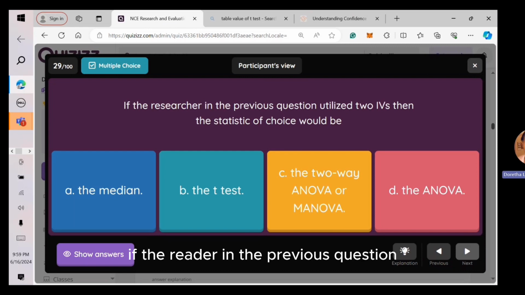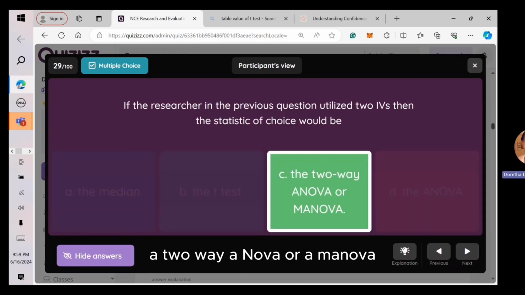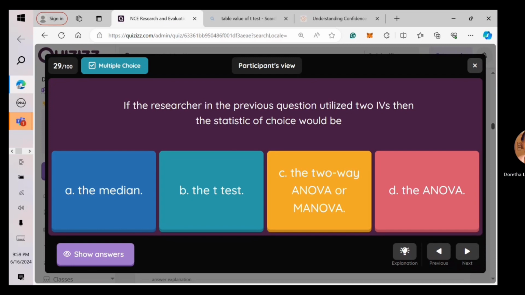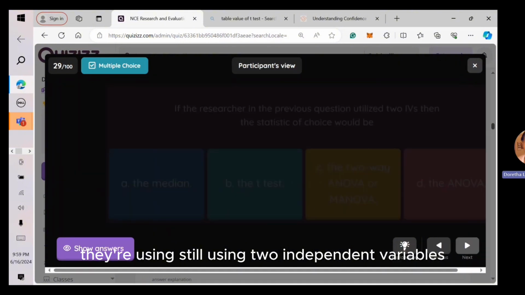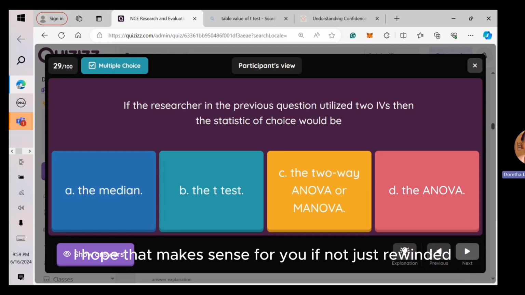If the researcher in the previous question utilized 2 independent variables, the statistic of choice will be a two-way ANOVA or a MANOVA. The reason it would not be the t-test is because if you go back to the previous questions, they're still using 2 independent variables. Same thing here: 2 independent variables, and then you also have the control group. So all together, that'll be 3 groups. I hope that makes sense for you. If not, just rewind it.